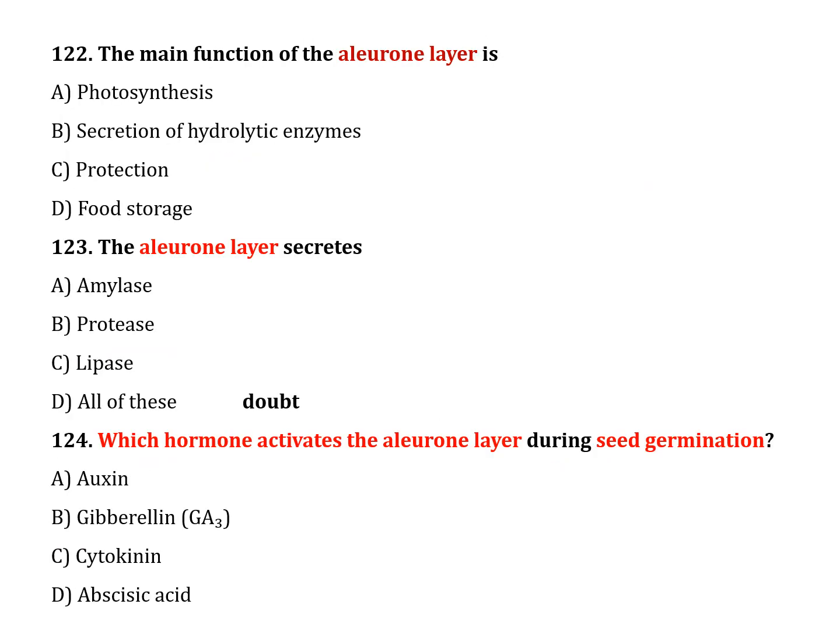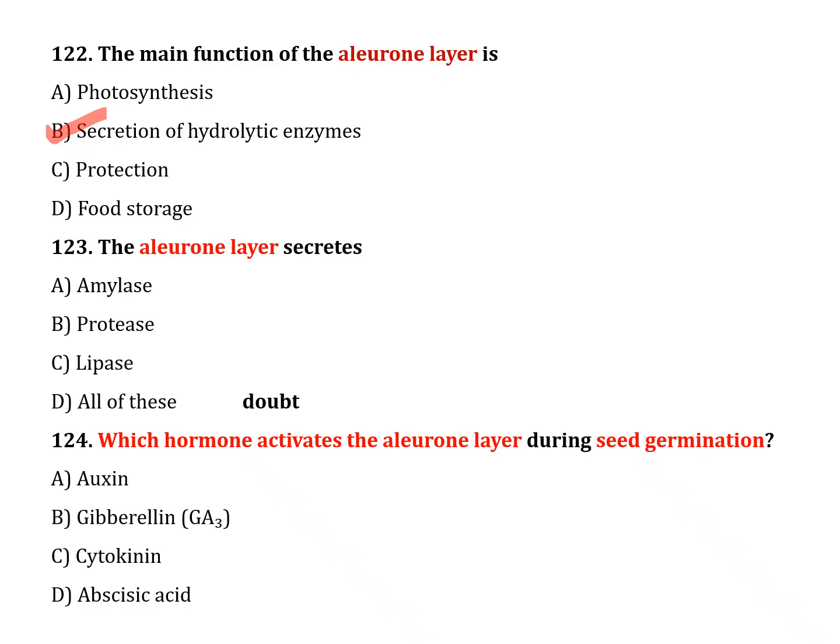The next question, number 122. The main function of aleurone layer is option A photosynthesis, option B secreting of hydrolytic enzymes, option C protection, option D food storage. Correct answer is option B secretion of hydrolytic enzymes.